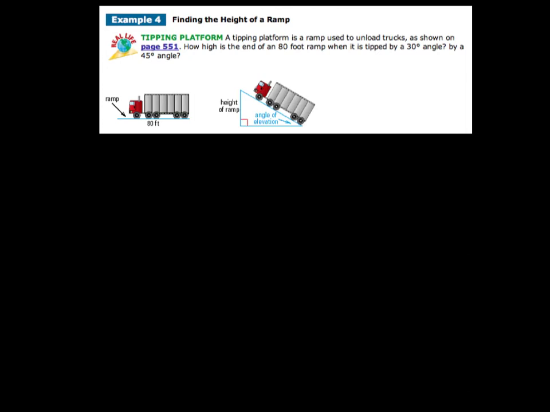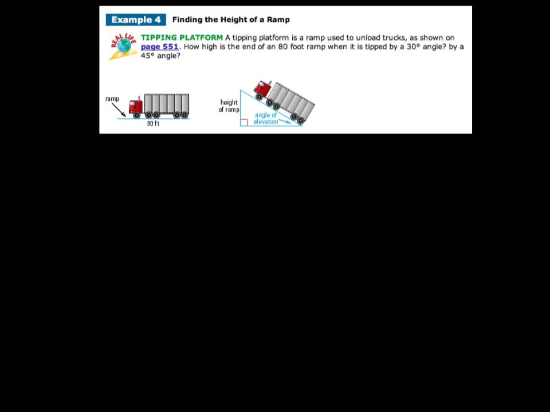As we move on to goal number 2, we're going to use this newfound knowledge to solve real-world examples. We start with this concept of a tipping platform, which is used to take a large truck and actually lift it in the air and dump the contents of what's in here out onto the ground, or into a bin, or whatever. So we have a tipping platform as a ramp used to unload trucks, as shown on page 551. How high is the end of the 80-foot ramp? So this is what we're looking for, the length of this side, when it is tipped at a 30-degree angle.